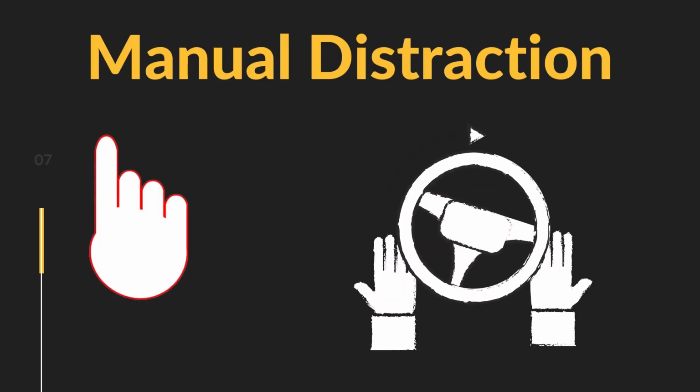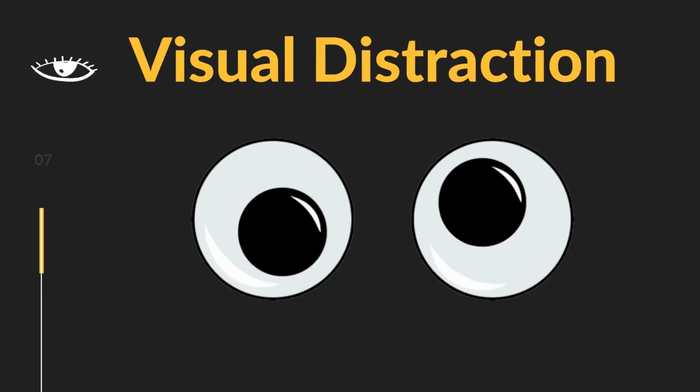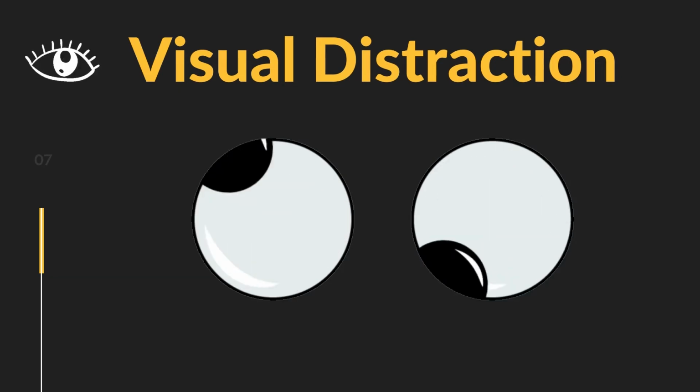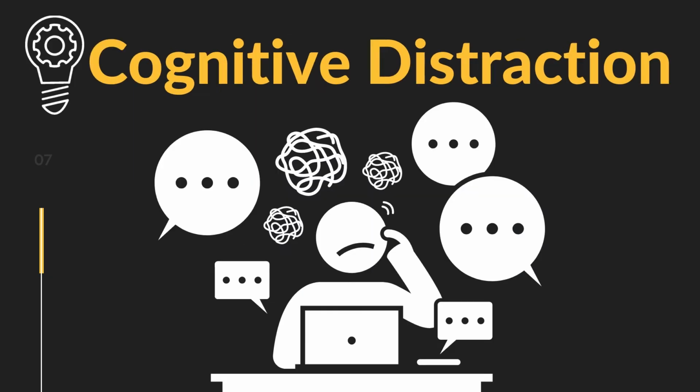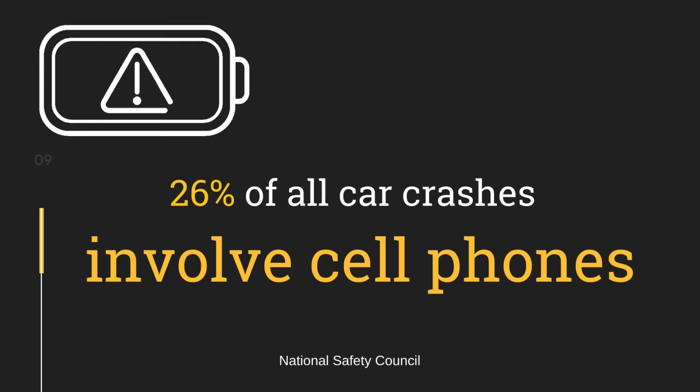A manual distraction causes you to move your hands from the wheel. A visual distraction causes your eyes to shift focus from the road. A cognitive distraction causes your mind to wander away from the task of driving. Did you know that the National Safety Council estimates that 26% of all car crashes involve cell phones?